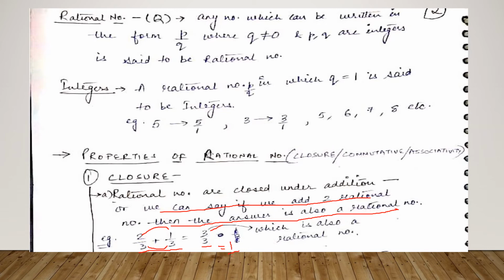It can be written as 1 upon 1. So you can see we have added two rational numbers and obtained a rational number as answer. That is why we call rational numbers are closed under addition.